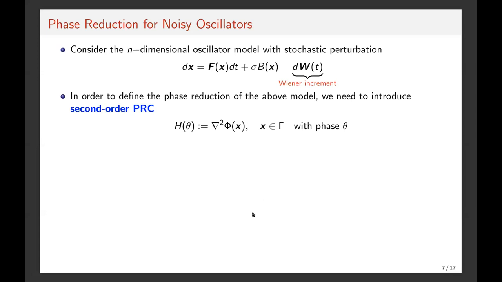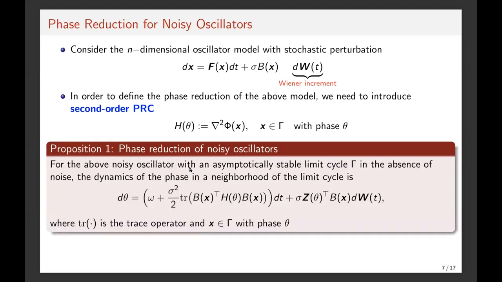So to reduce this system to a phase equation, we need to introduce the second order phase response curve. Let's say the first phase response curve Z that I talked about so far is the first order phase response curve because it's the gradient, the first derivative of the phase map. And here the second order phase response curve is in fact the Hessian of the phase map evaluated at any point on the limit cycle. So it's the second derivative of the phase map. And I show it by H of theta for the rest of the talk.